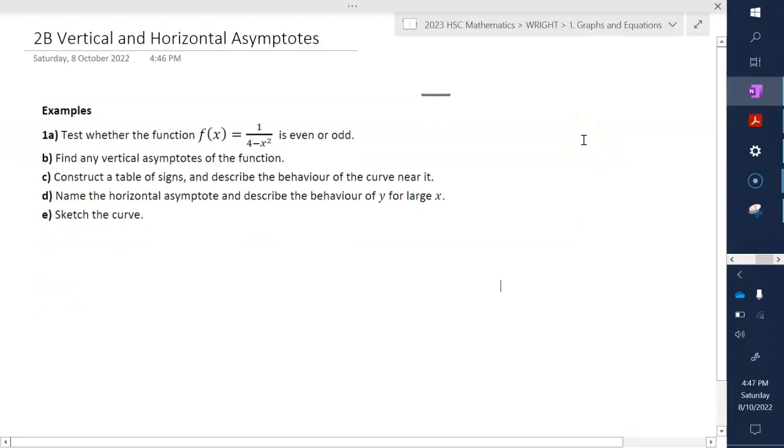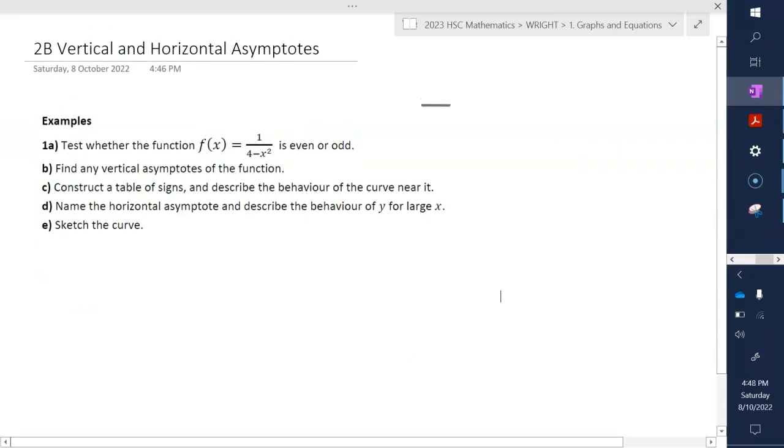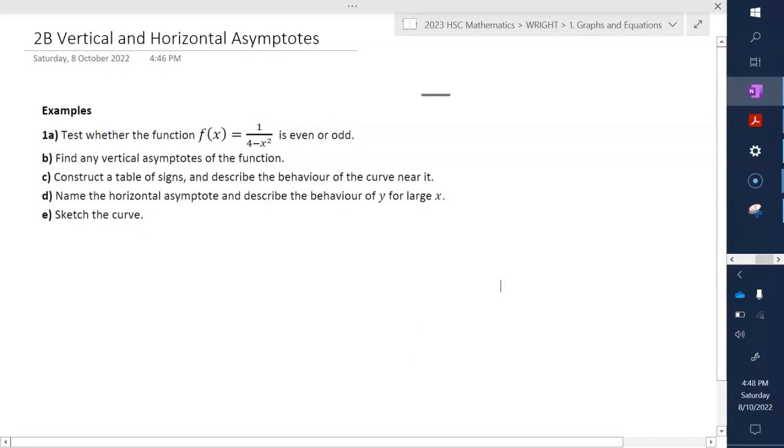Now, this one is an odd-looking graph, and I haven't shown you guys this before, so I think it's a really good one to have a look at. The function we're looking at is 1 over 4 minus x squared. It's good to have a go at. The more you do ones like this, the more familiar you'll be with the odd shapes that they are, or the strange shapes that they are, I should say.